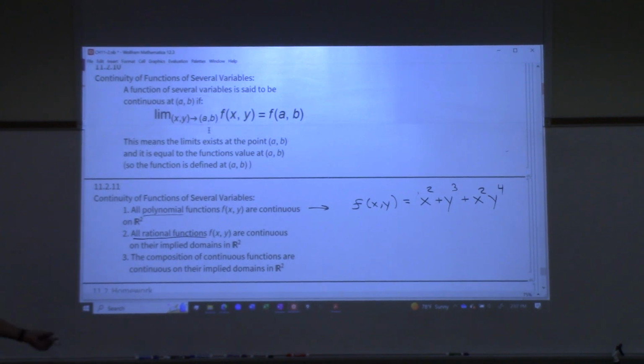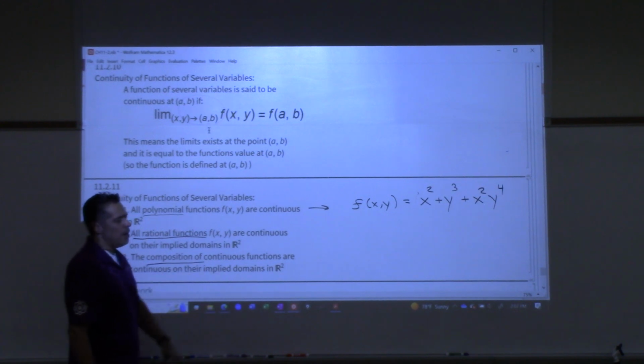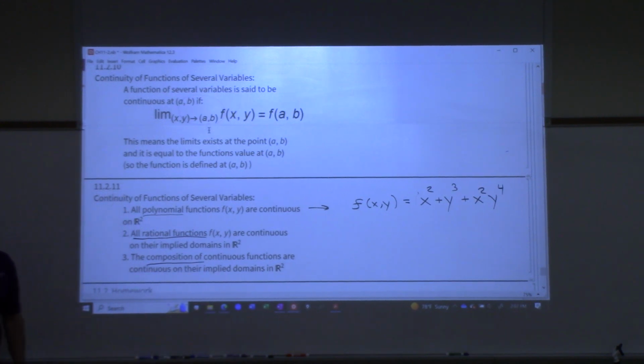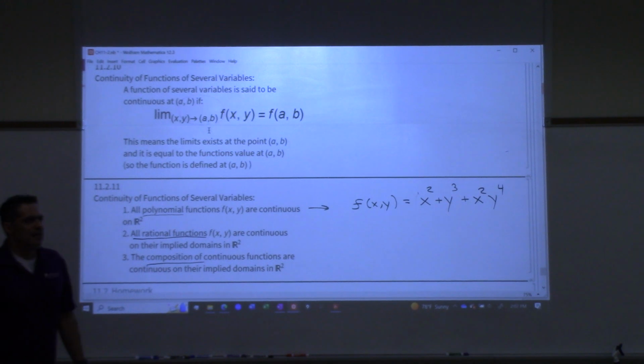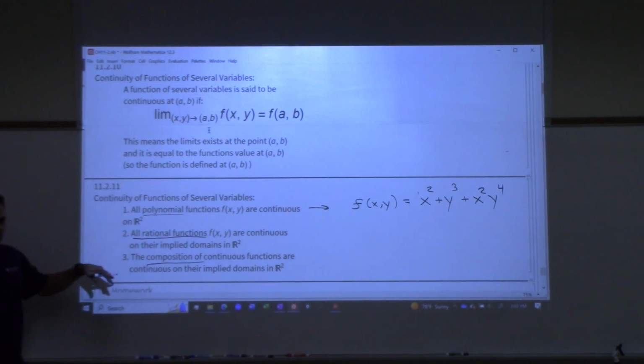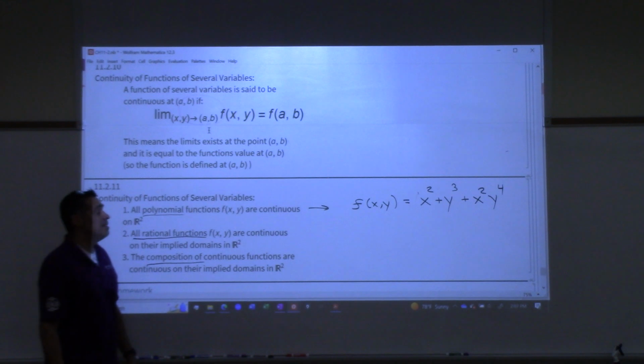And then if you take two continuous functions and you compose them together, then you're going to maintain continuity as well. Don't worry too much about this. It's just telling us that things behave well as long as our functions are these categories of functions: polynomials, rationals. We shouldn't expect any crazy behavior.